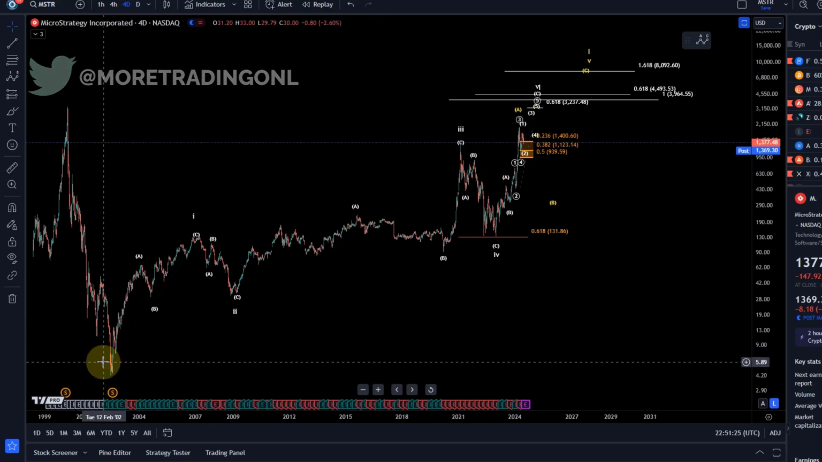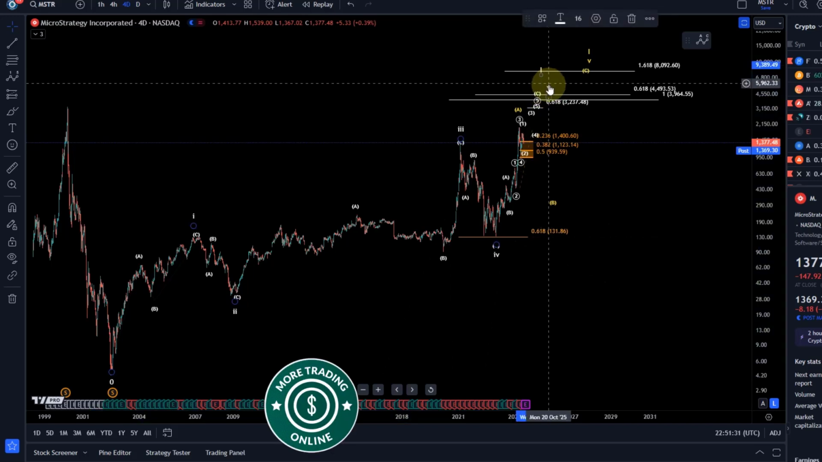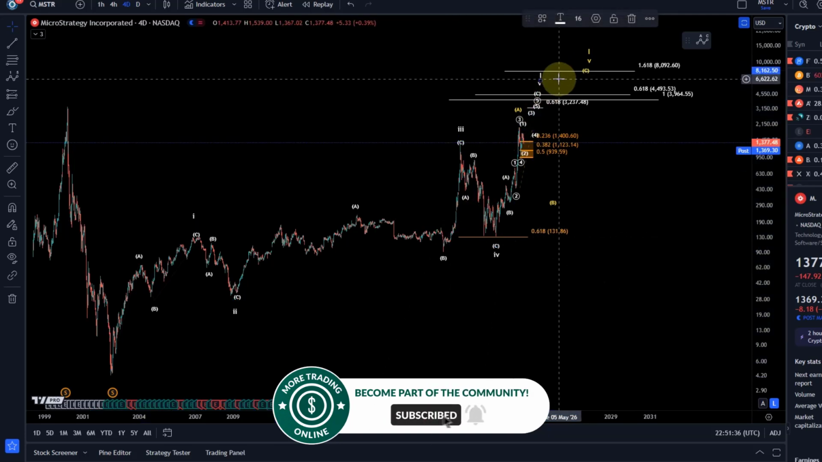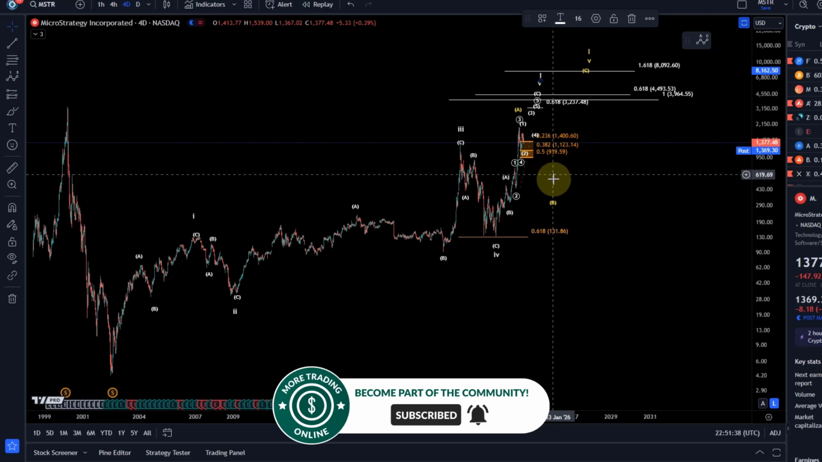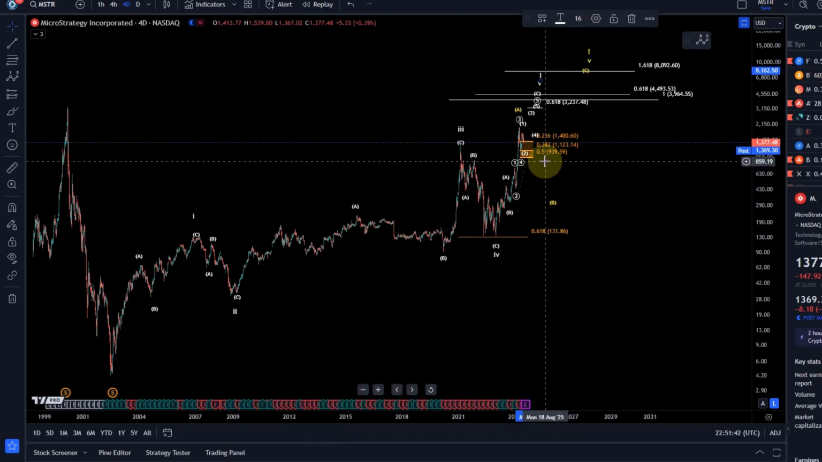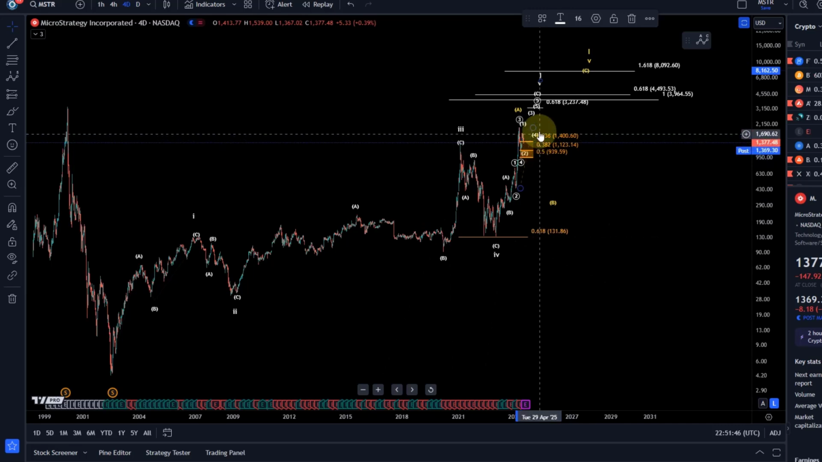MicroStrategy is probably working on wave 5 of a larger degree wave 1. Yeah, it's a 5-wave move that's been unfolding here. We could be in the late stages of this entire uptrend. There are a couple of ways this could unfold, and there is a support level that we can use to distinguish between the two scenarios. So we will talk about that now.